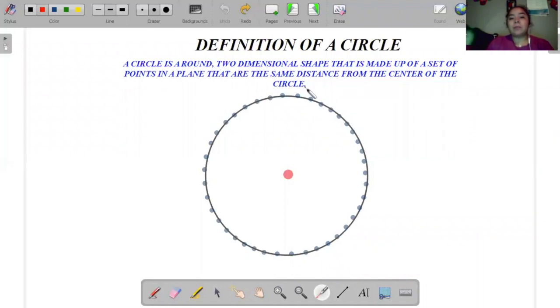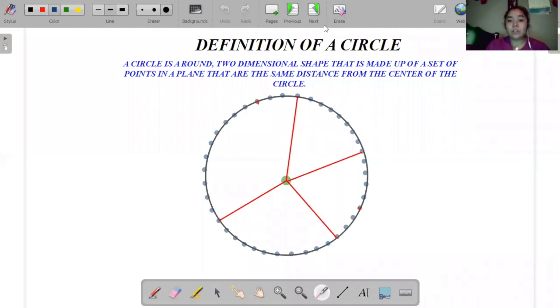A circle is a round two-dimensional shape that is made up of a set of points in a plane that are the same distance from the center of the circle. So here we have a circle and we have the center. If I connect the center to any point on the circle, like this, or this, I created two lines that have the same distance because they're going from the center to any point on the circle. It doesn't matter which point you choose on a circle, you're always going to have the same distance from the center.